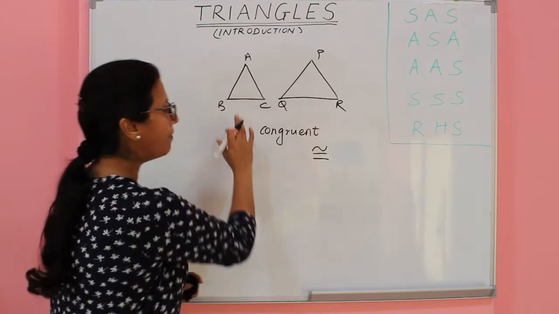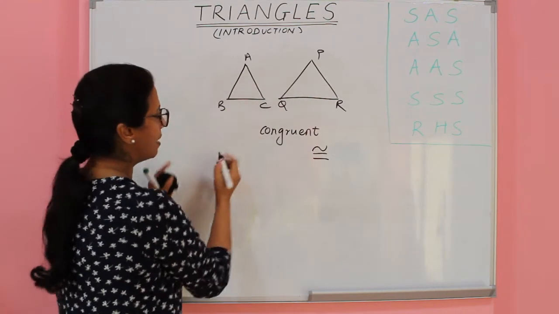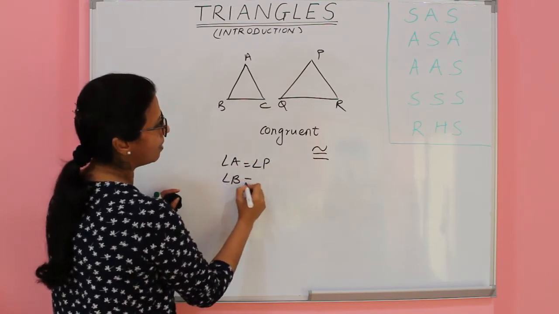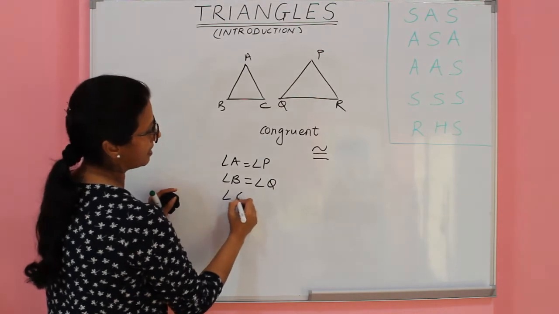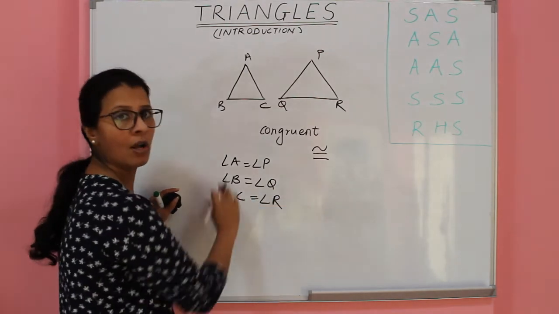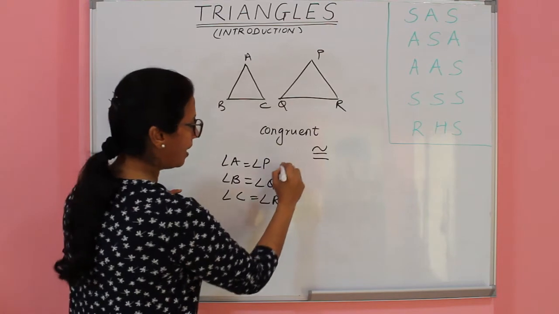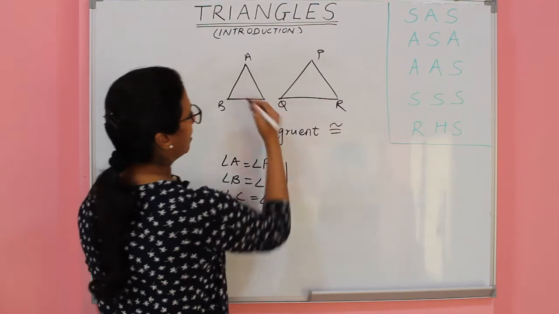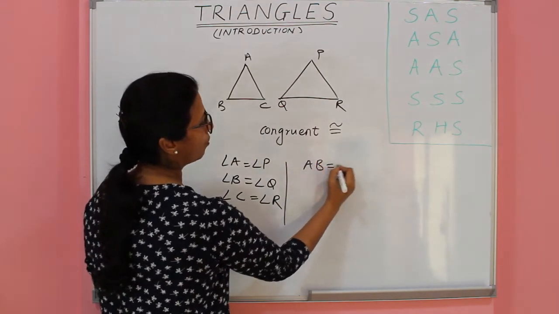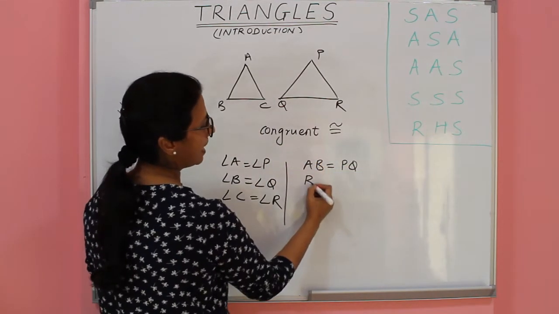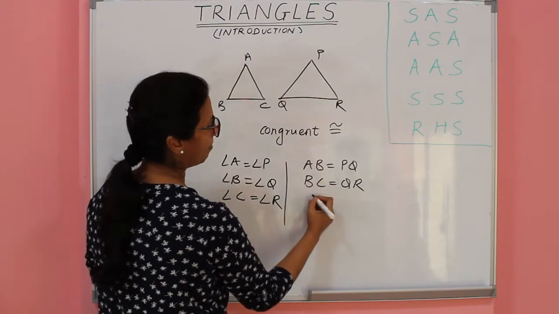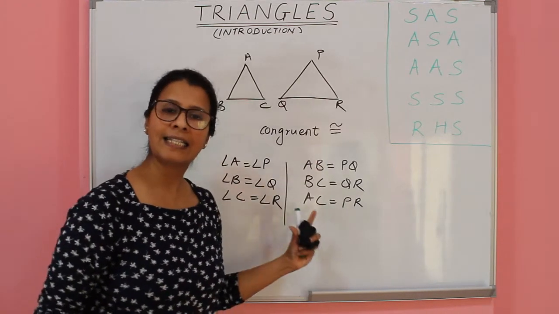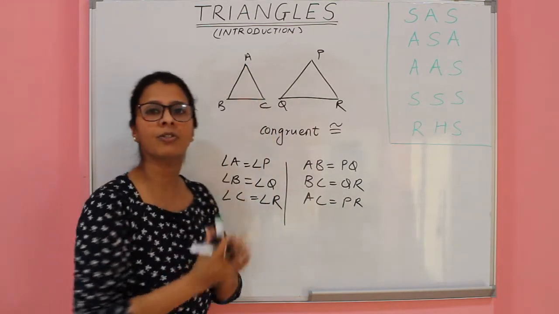Now, when we say it's congruent, when it exactly matches, it means my angle A has to be equal to angle P, angle B has to be equal to angle Q, angle C has to be equal to angle R. All the three angles have to be equal. Other than that, even my sides also have to be equal. My AB has to be equal to PQ, my BC has to be equal to QR, and my AC has to be equal to PR. When all these conditions are satisfied, I will say that ABC is congruent to PQR.